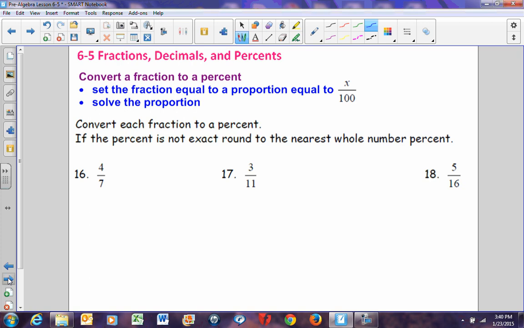Converting a fraction to a percent. This is probably the hardest of all of the different things that you need to do. And it's still not that difficult. It's the most cumbersome, but it's not hard.